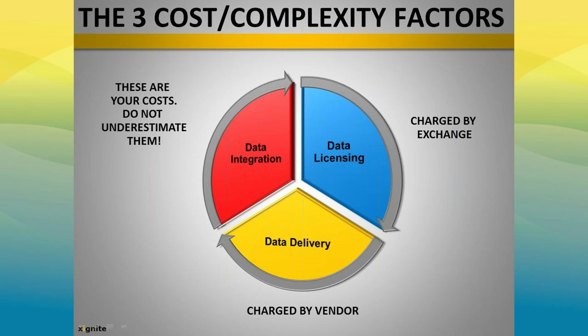So remember, we talked about the 3 costs. We covered them all. You have several factors. You have the data licensing, which is charged by the exchange. We talked about different types of fees there, user fees and distributor fees. We have the data delivery costs, which are going to be charged by the vendors. Getting data feeds is quite expensive. Widgets is going to be a little cheaper. API is going to be pay-as-you-go and quite inexpensive.